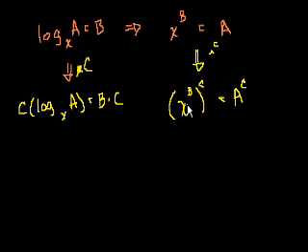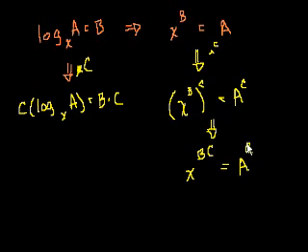And what do we know about when you raise something to an exponent and you raise that whole thing to another exponent? What happens to the exponents? Well, that's just an exponent rule, and you just multiply those two exponents. So this implies that x to the bc is equal to a to the c.